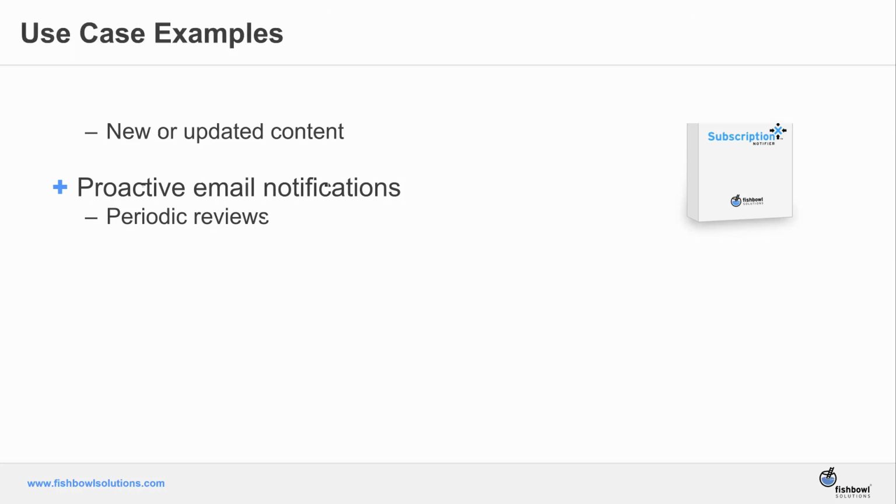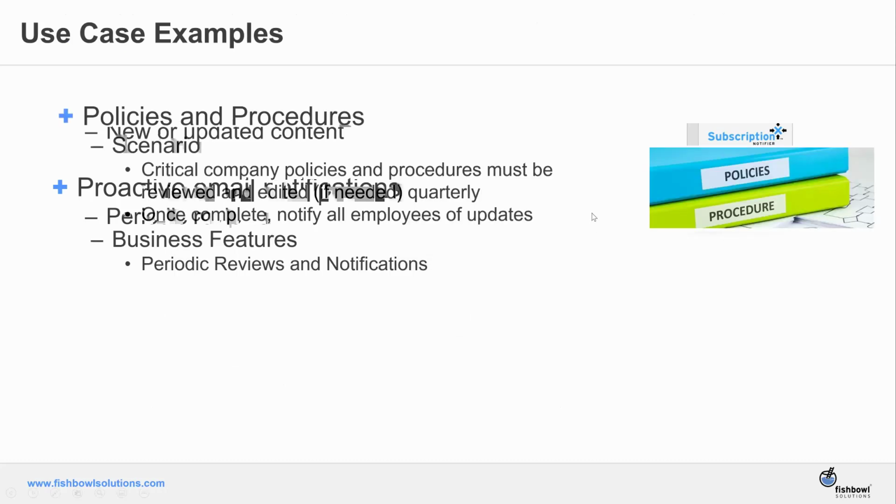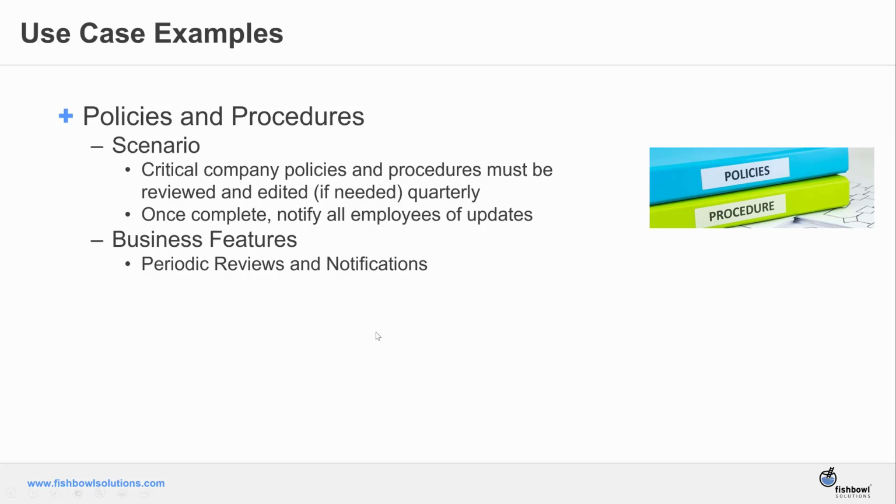I touched on a few of these examples, but a lot of our customers use these really for policies and procedures. So if there are critical company policies that organizations have, and they need to be reviewed and edited, for example, quarterly, you can get a notification about that, review it, and take action if necessary. And then once that gets checked in, the notification can be sent to all employees that there's a new version of this, and they should review it. So that's really taking advantage of the periodic review and notification capabilities.